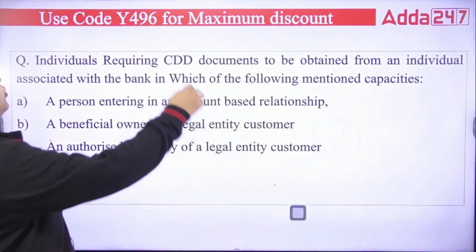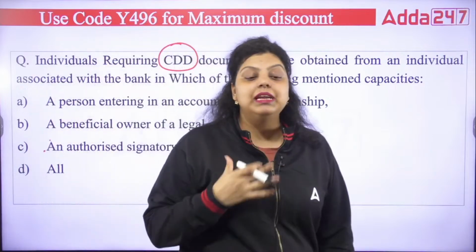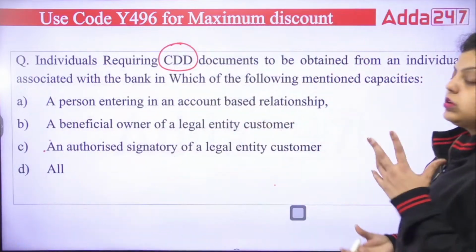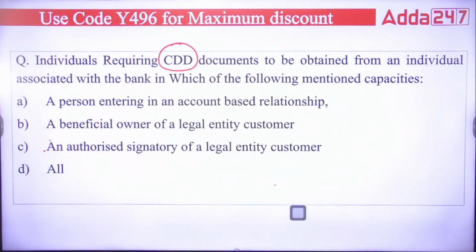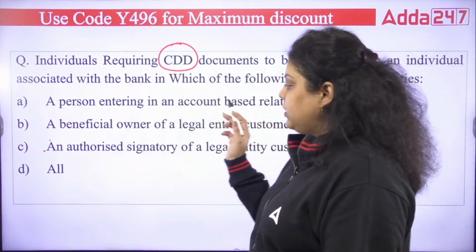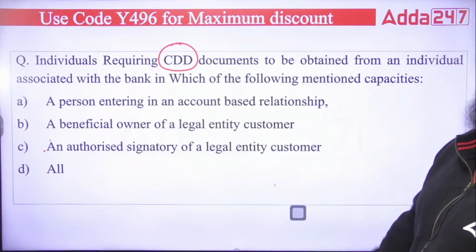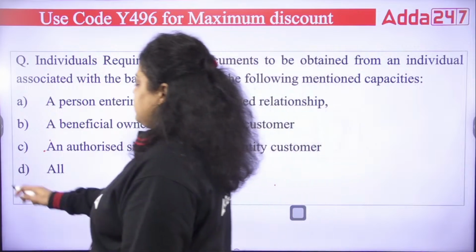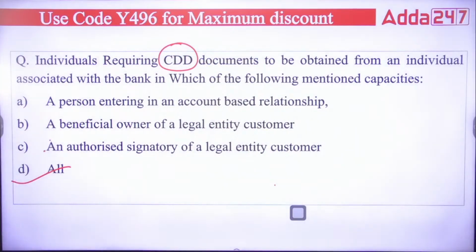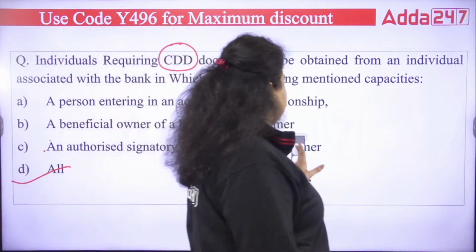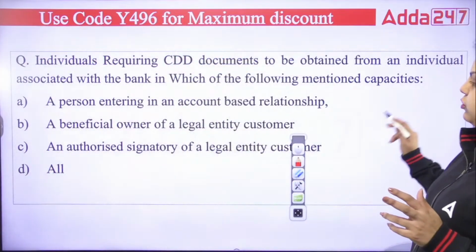In which situation do you want to do the customer due diligence? For the inspection of the customer, you have to perform the customer due diligence. In this situation, you have to obtain documents from an individual associated with the bank: a person entering into an account-based relationship, a beneficial owner of a legal entity customer, an authorized signatory of a legal entity customer, or all of the above. The right answer will be D, all of the above. In all these cases, the customer due diligence documents should be taken. So the right answer will be your D option.